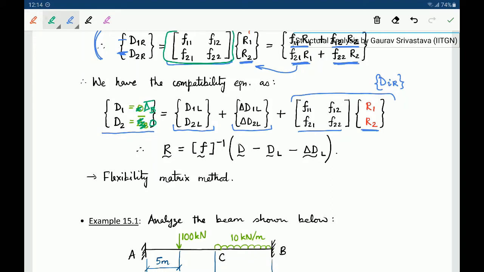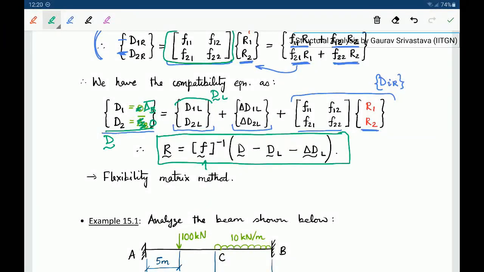And from here we can calculate the vector R. Okay, so we can just repose using the inverse of the flexibility matrix. We can rewrite that. So this vector we are calling D. This particular vector we are calling DL, right? This one is delta DL, and this matrix is the matrix F, and this is the vector R, and we can then write this and solve for R, right? And once we have solved for R, then we can calculate other things, right?